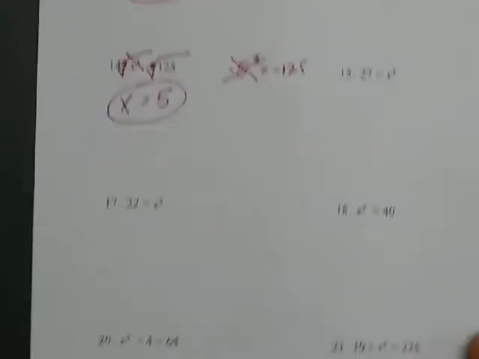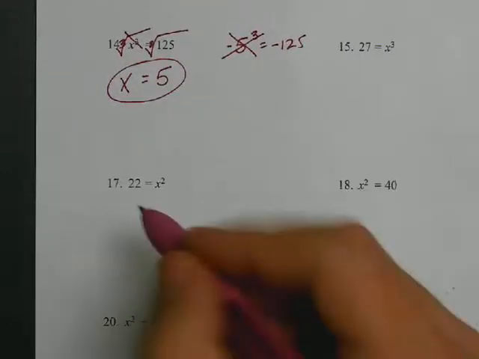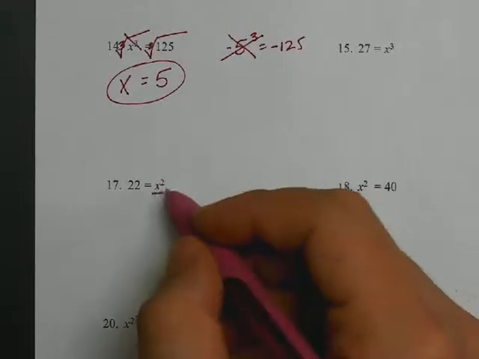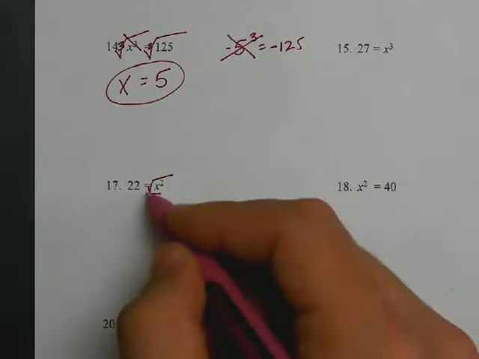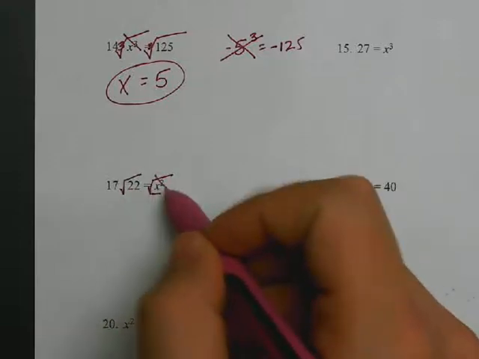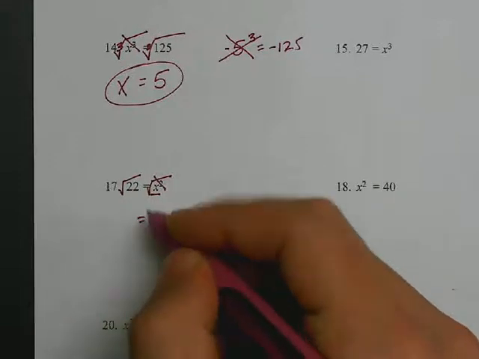Going to 17, 22 equals x squared. Again, same thing. Our goal is to isolate that x, so do the inverse operation of squaring, which is the square root. And what I do to one side, I've got to do to the other. The square root and the square cancel, leaving x equals the square root of 22.